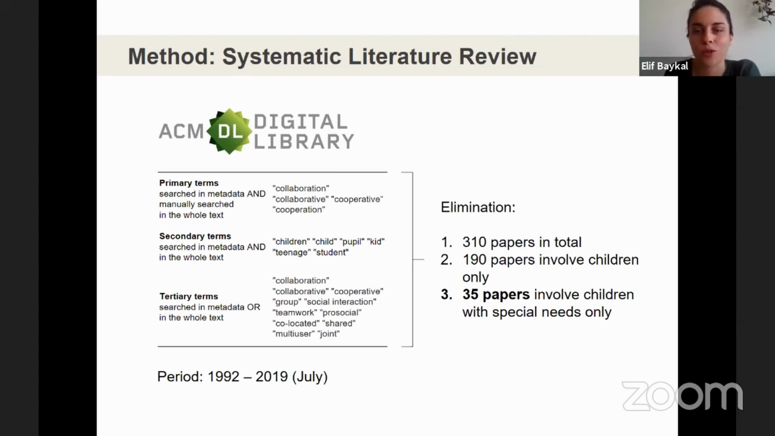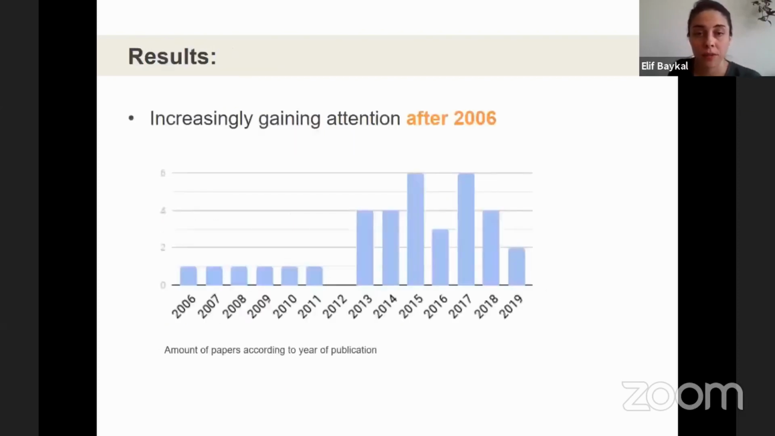Since these conditions of special needs are very much fragmented in the existing literature, this three-step elimination not only helped us to capture the results for a wide variety of special conditions in different studies, but also helped us to see the results from a broader perspective. So we found only 35 papers in total, which focused on children with a type of special need, and our final analysis included only these 35 papers.